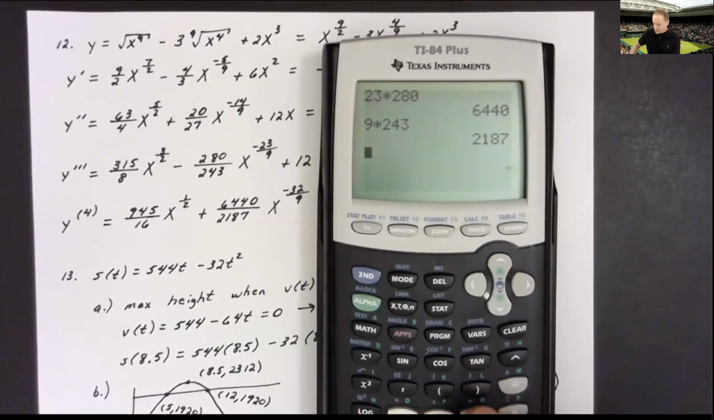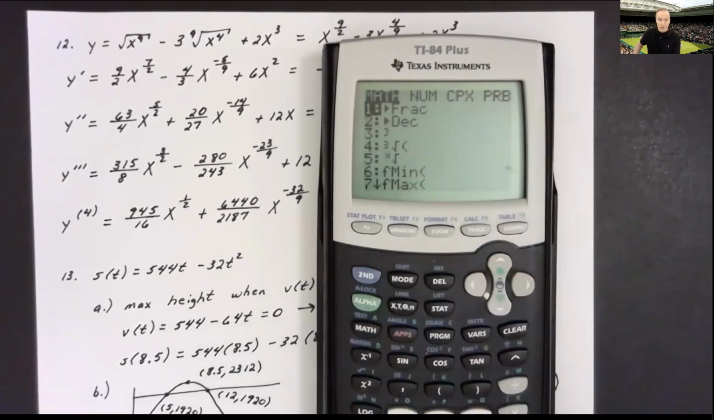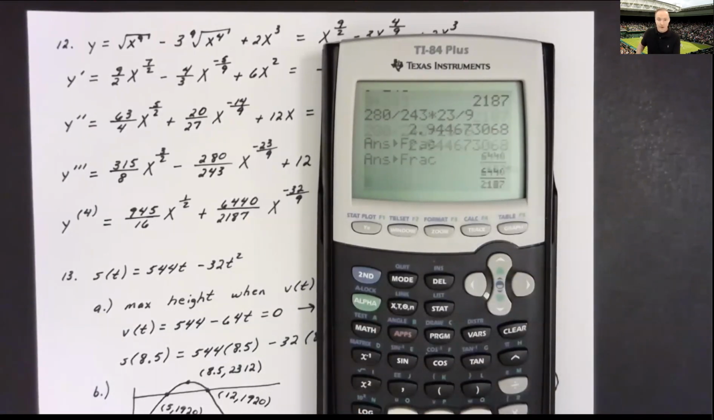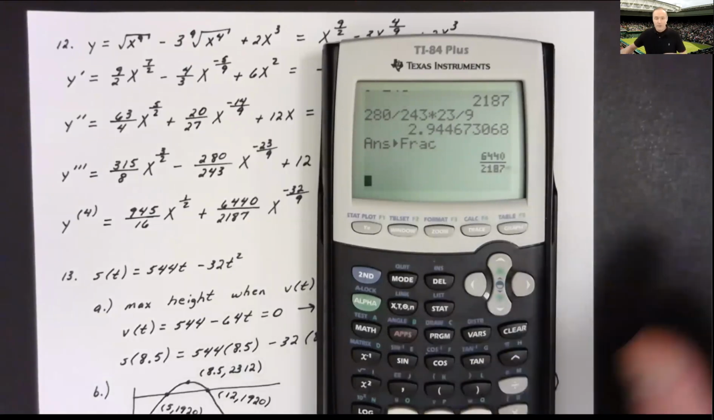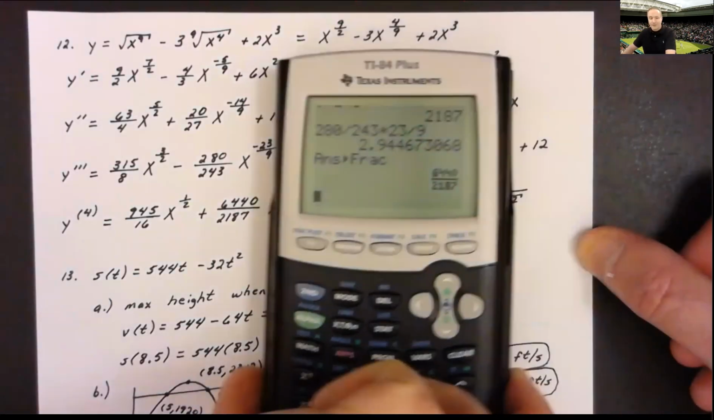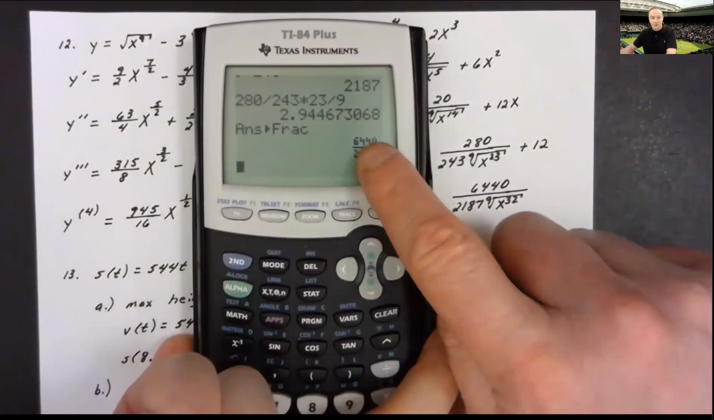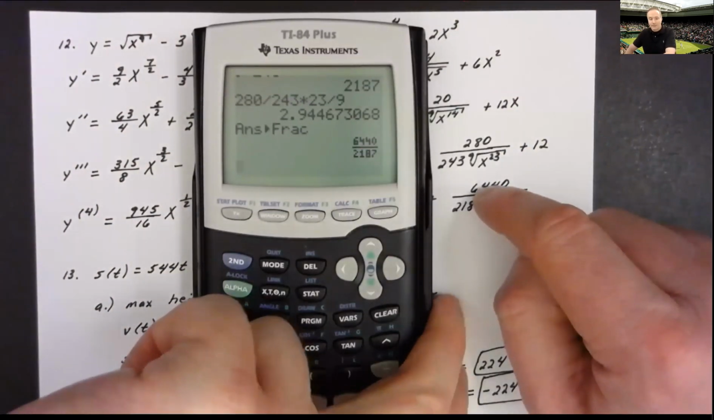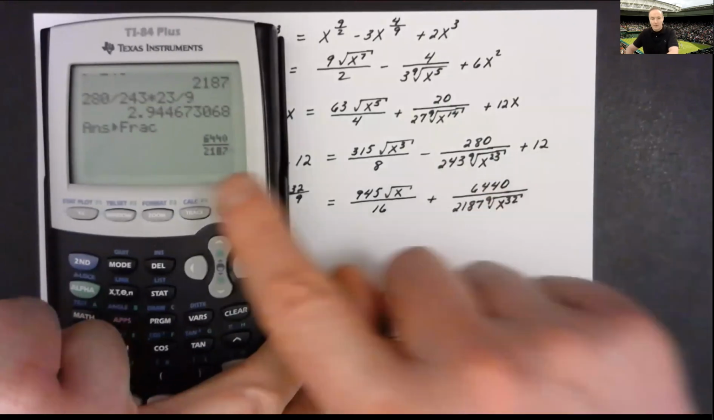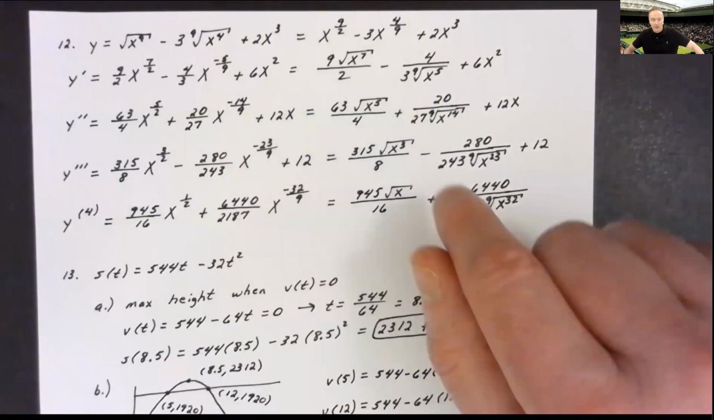I think when I tried the 280 over 243 times 23 over 9, it did not work. It gave me a decimal, which it was not able to convert to a fraction. Oh, no, it did now. Well, my calculator's proving me wrong, but I'm pretty sure it didn't earlier. You might check to make sure your calculator can do that. I'm pretty sure I was using a calculator that couldn't, so I just multiplied it the other way.